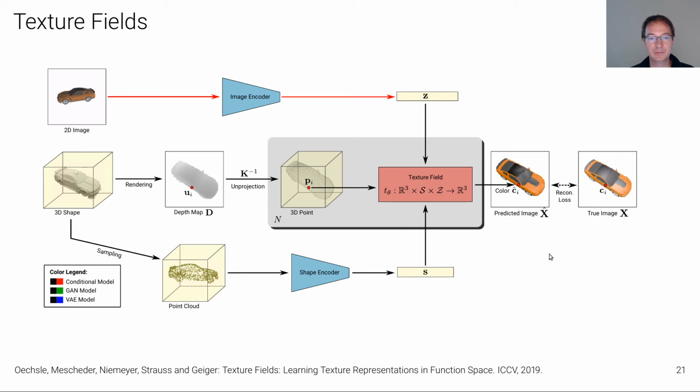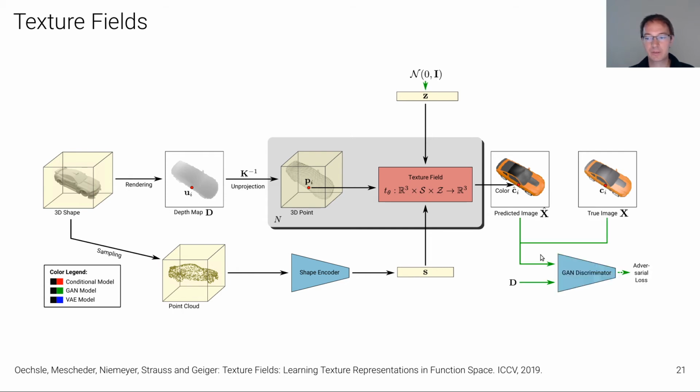We can also build generative versions of this model. So one thing that we did is we used a GAN or adversarial loss, where now there is no image encoder anymore, but we sample the latent code randomly from a standard normal distribution. And here we have no reconstruction loss, but instead we compare the predicted and the true image using this discriminator.